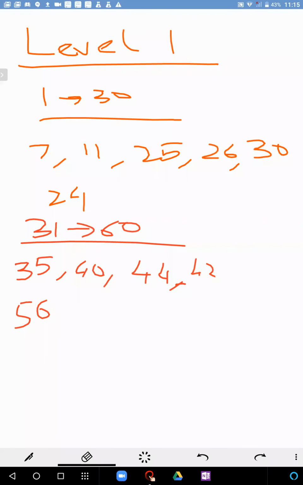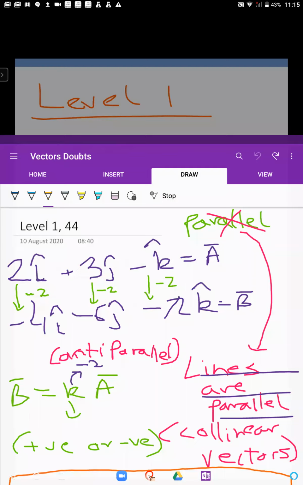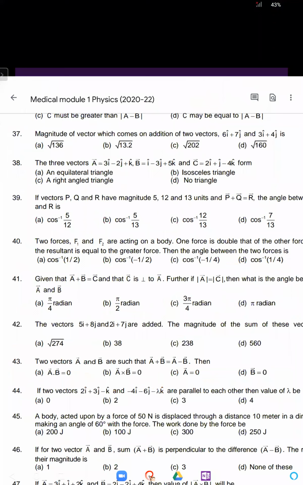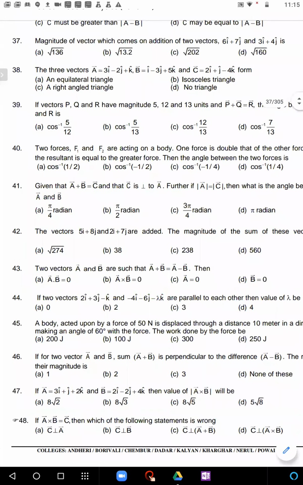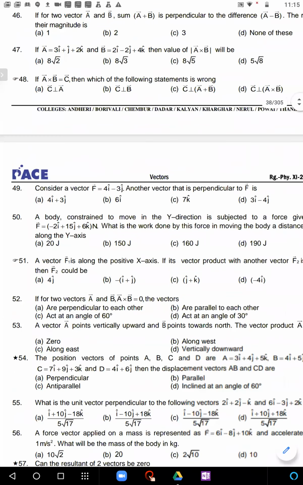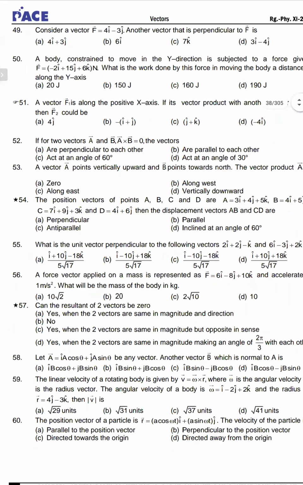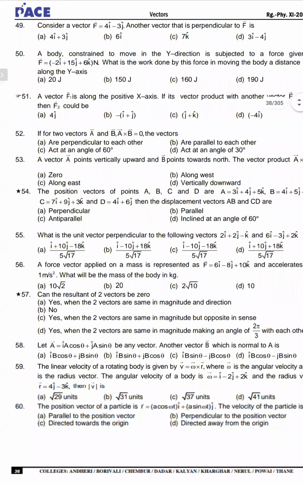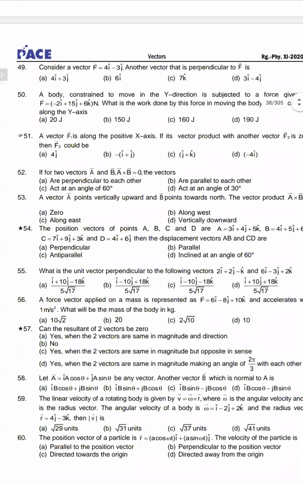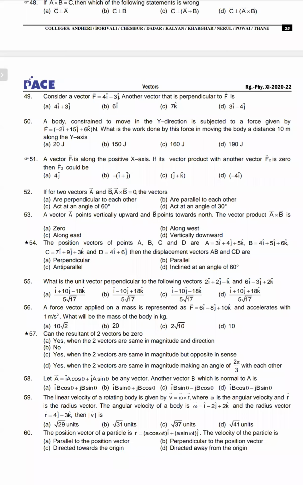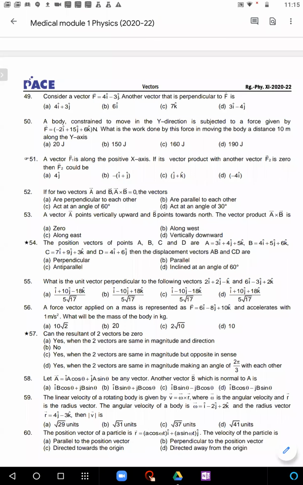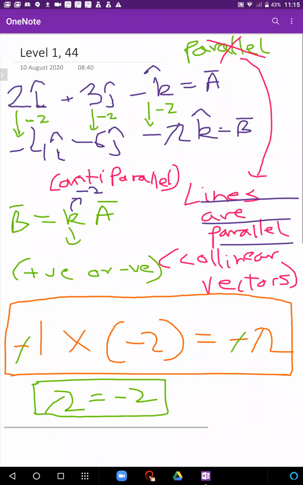Okay, let's move on. 56, जल्दी से, and then we'll look at level 2. 56 में क्या हो रहा है? Force vector is very simple. Force applied on a mass is represented as F is equal to something, and it accelerates with 1 meter per second square acceleration. What will be the mass of the body? So simple सी बात है. What is the relation between force and mass and acceleration? You know, F is ma. That's the idea. F is equal to m into a.